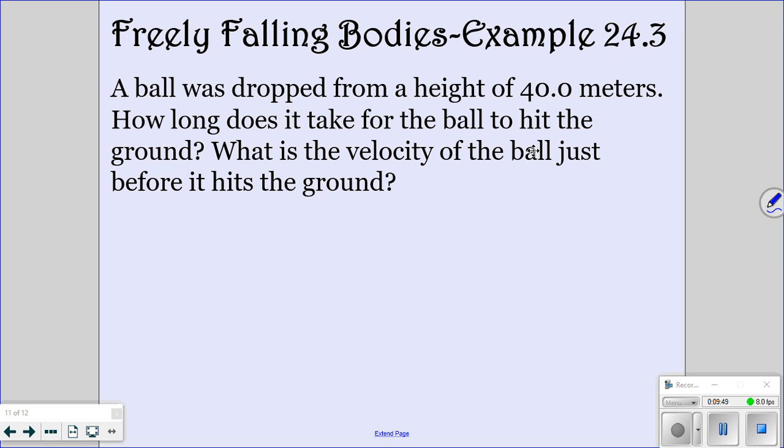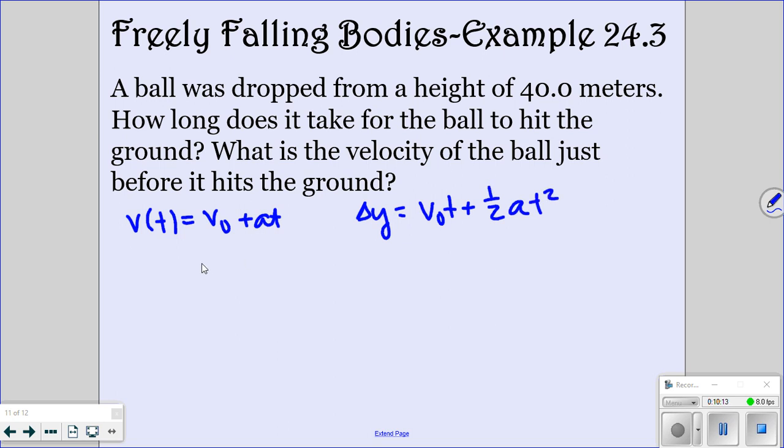It says we have a ball dropped from a height of 40 meters. How long does it take for the ball to hit the ground? And what is the velocity just before it hits the ground? So we're going to start off with our 2 equations. Our initial velocity, it says it's dropped. So right when we drop it, the initial velocity is actually 0. And then acceleration is negative 9.81 t. And so that's the velocity at whatever time. And we don't know what that is right now.